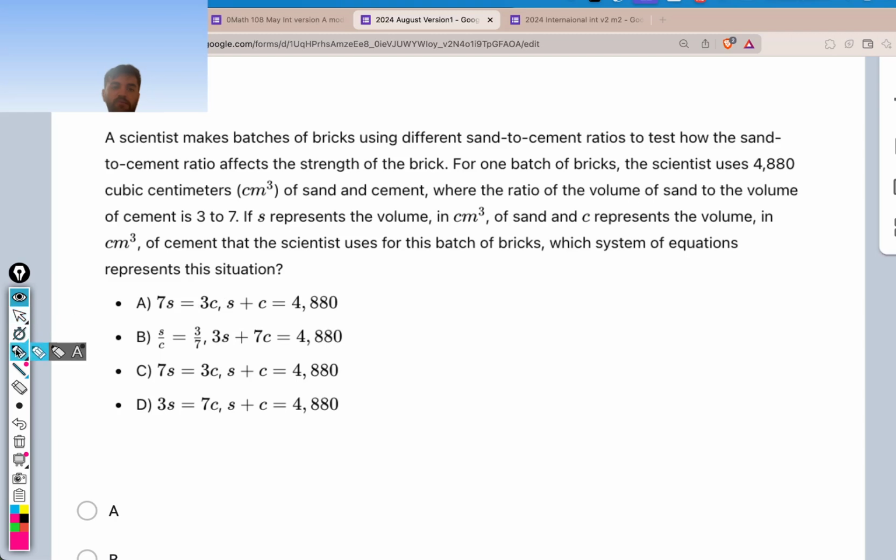For 21, its ratio is equal to 0 to 1. S over sand to cement. S over C is equal to 0 to 7. 3C is equal to 7S. So answer is A and C here. Both of them are same. And its total is equal to 4,880. So it is correct. A and C are correct.